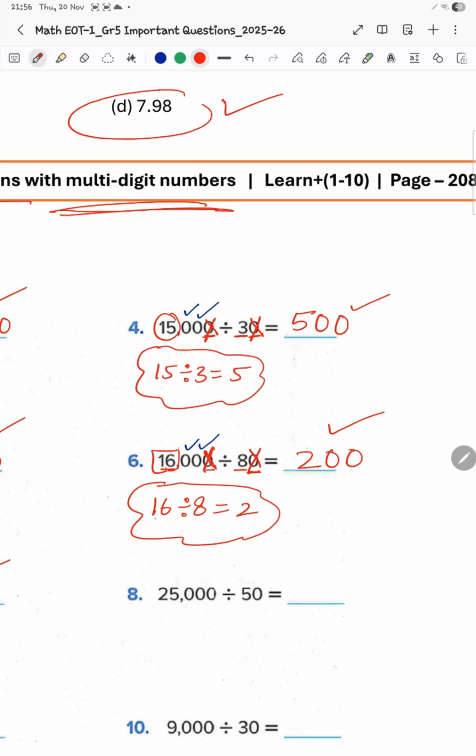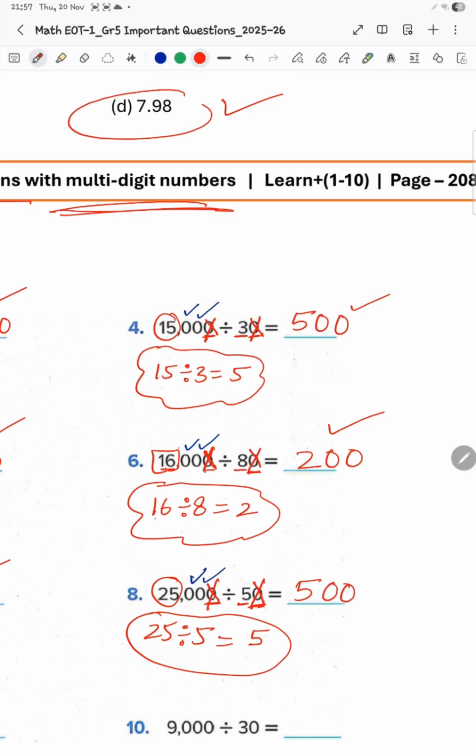Same here. 1 zero here. Cut 1 zero. Cut 1 zero. 25 divided by 5, that is 5. 5 I will put here. How many zeros are left? Only 2. So put 2 zeros at the end. That's it. Okay.